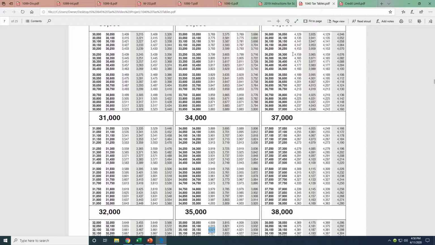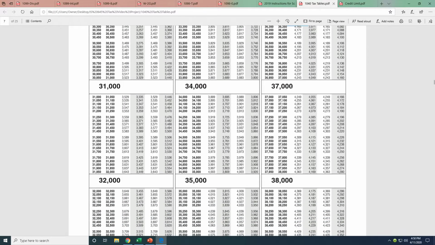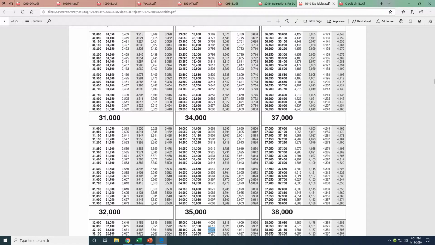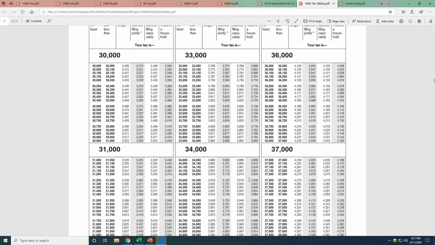36,250 right here. That's 4159. So 4159 versus the 4021, the 4021 right here. It is about 138, so it's $138 more. So that is how much we're saving on tax this round because of our qualified dividends.